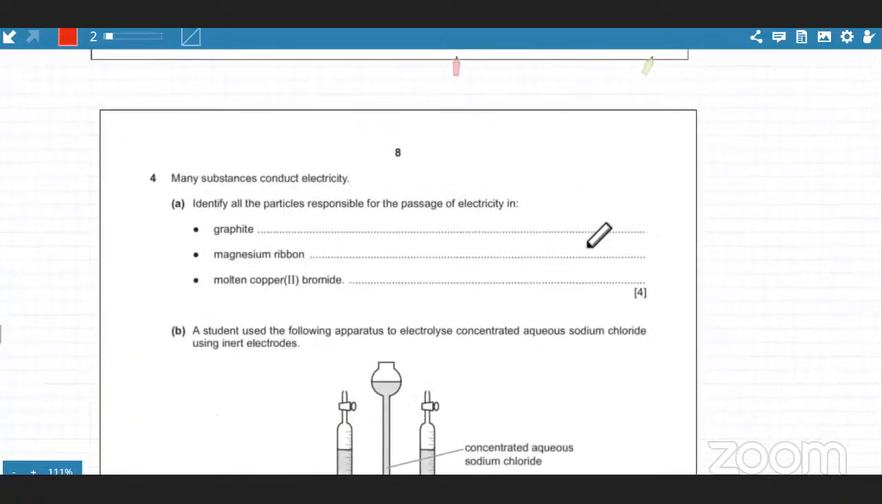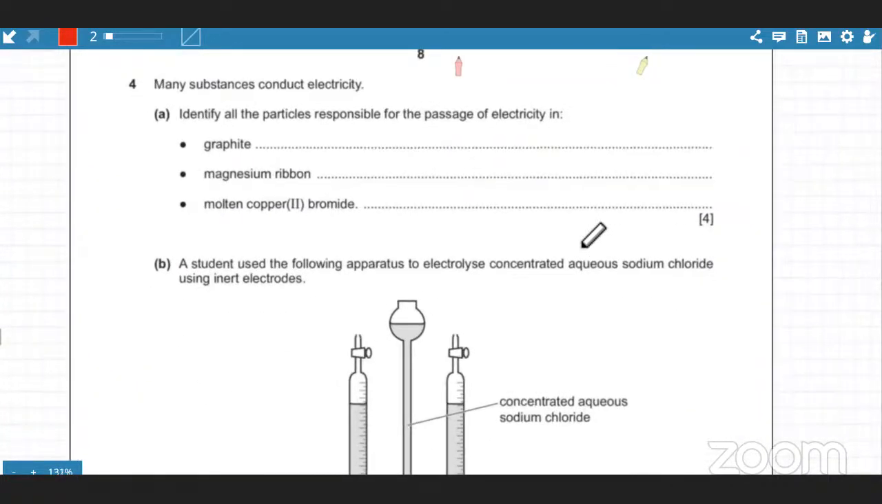Let's move to the next part. We have just reached question number 4. So many substances conduct electricity. Identify all the particles responsible for the passage of electricity. Now you must know that in graphite, electricity is conducted by delocalized electrons. The same is also true for metals. Metals also have these delocalized electrons. Now, in molten copper(II) bromide, electricity is conducted by ions. They don't have any free moving electrons.